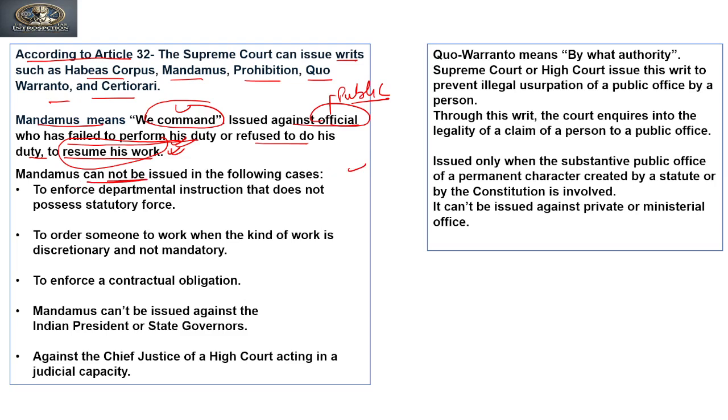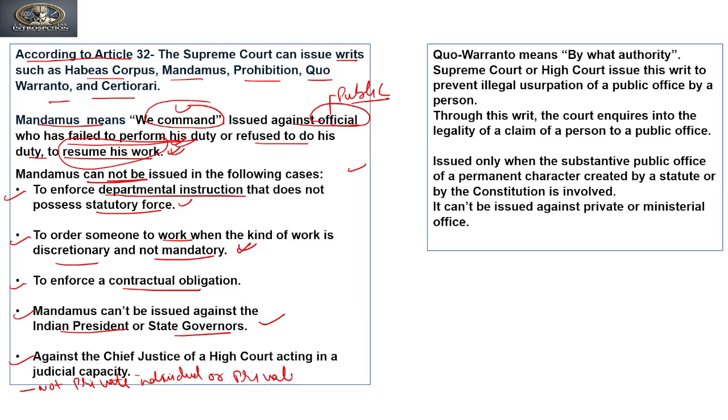So when can mandamus not be issued? First, to enforce departmental instructions that do not possess statutory force; to order someone to work when the kind of work is discretionary, not mandatory; to enforce contractual obligations. Mandamus cannot be issued against the Indian President or Governor, against the Chief Justice of a High Court acting in judicial capacity, and also not against private individuals or private organizations, unless that body has some kind of public nature office.